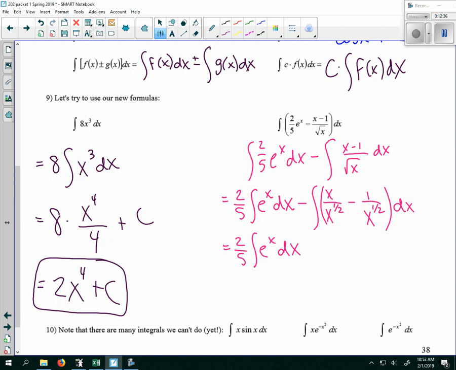Now I have an integral of another difference. I'm going to break it into two integrals, and I'm going to reduce each of these fractions as I go. So this is going to be minus the integral of x to the first over x to the 1/2, which reduces to x to the 1/2. Just subtract the exponents. And then this is going to become plus because I'm distributing the negative sign. The integral of x to the negative 1/2 dx.